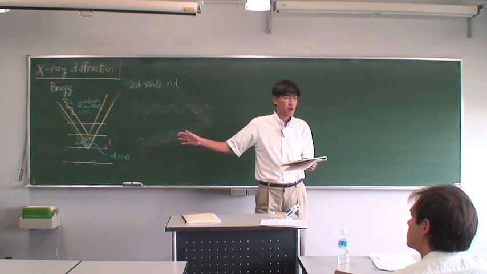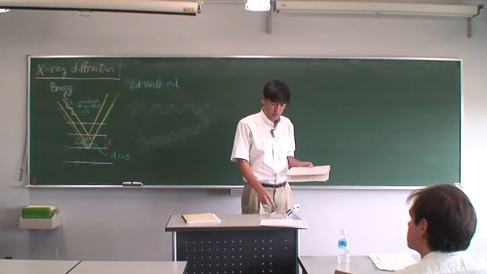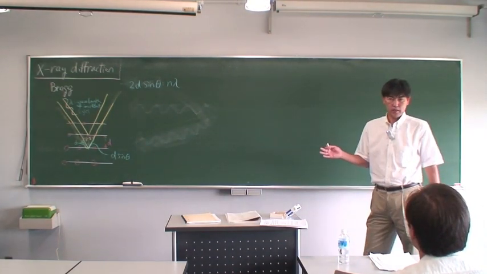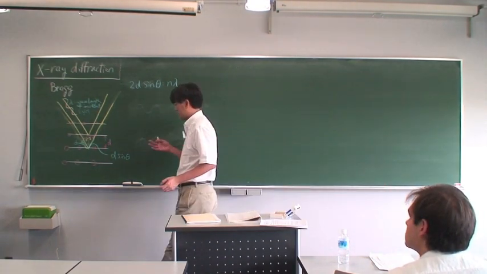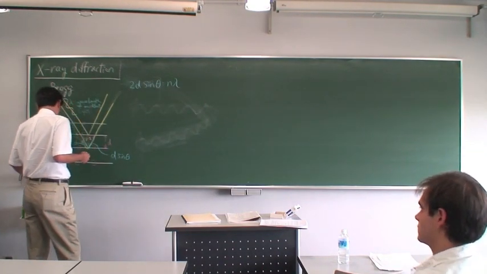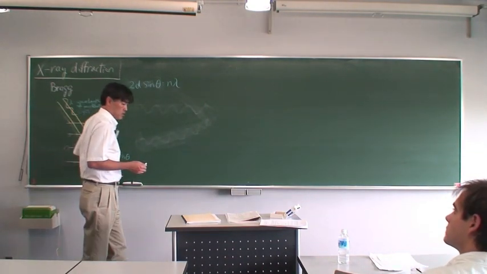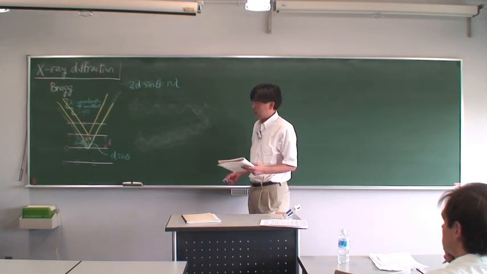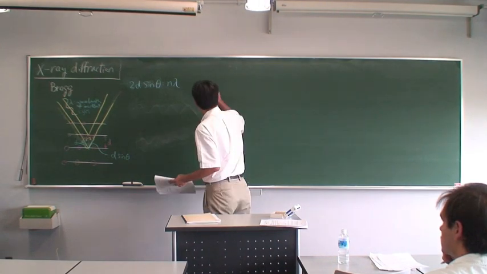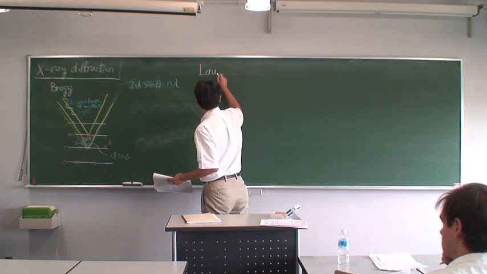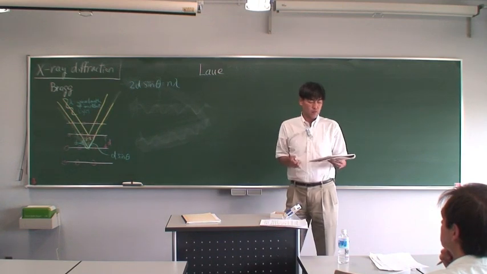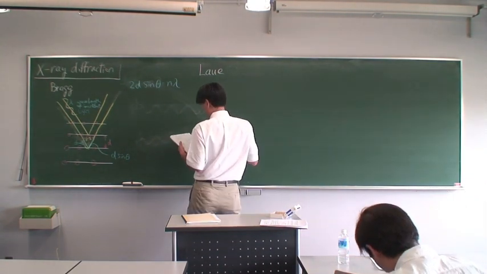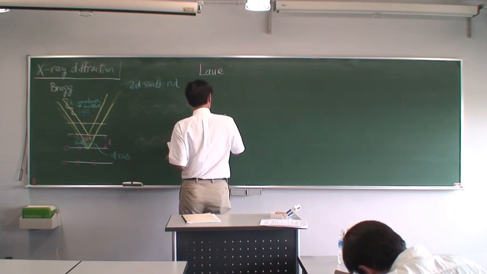However, this is an empirical formula. And in reality, as I said, there is no lattice plane, at least physically there's no existence of the lattice plane. So we have to look at things in a different way, and that's called Laue's formulation, Laue's law.